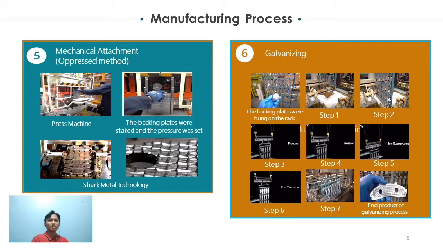Backing plates are placed in an aqua solution and electrical current is run through them. Zinc ions attach to provide rust resistance. Then the rack goes to the treatment section to improve corrosion resistance. Lastly, the backing plates are rinsed in water and pulled out to let them dry.